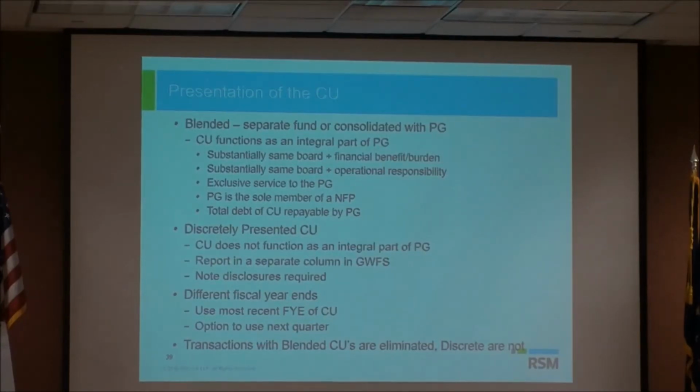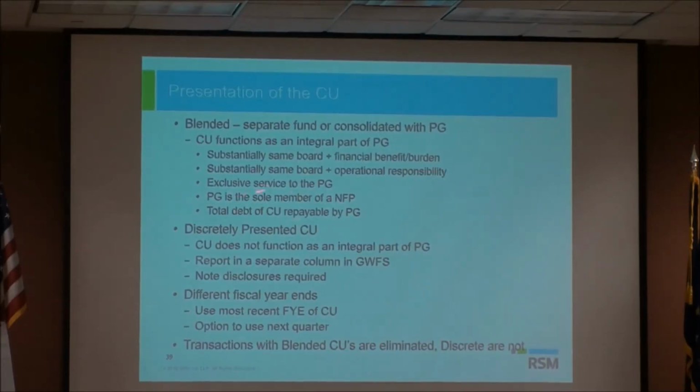If they're substantially the same, then you go and look and say, so we have that financial benefit burden relationship. Definition of benefit burden is the same here. It's in multiple places in the statement. So we have the same board and we have a burden because we fund them. We give them a transfer of money every year. We have the same board, and maybe we don't have benefit burden, but we have operational responsibility. So we keep their books and records. They follow our procurement policy. You know, we pay their bills and they reimburse us. Then that would also meet the test for blending.